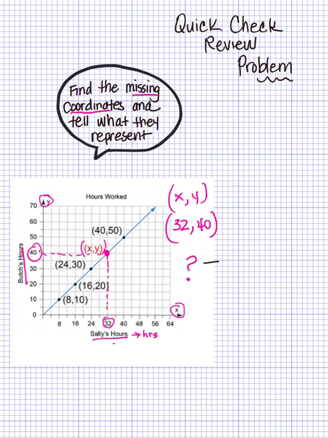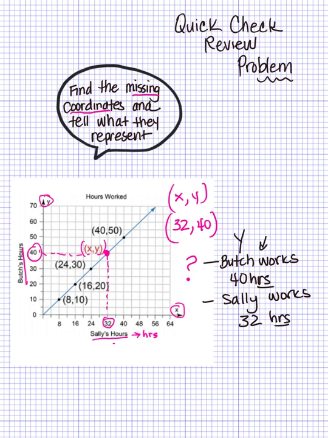All it means is that Butch works 40 hours and Sally works 32 hours. So your y-axis, excuse me, is Butch, and that's what that represents, and your x-axis is Sally, and that's what she works.